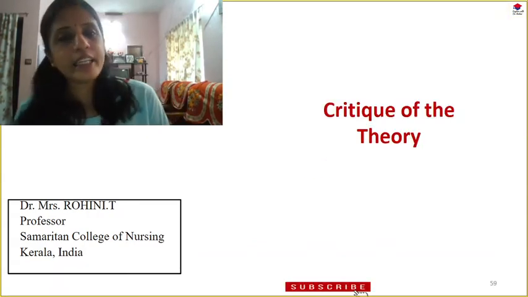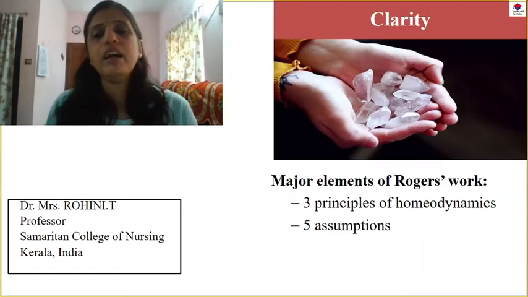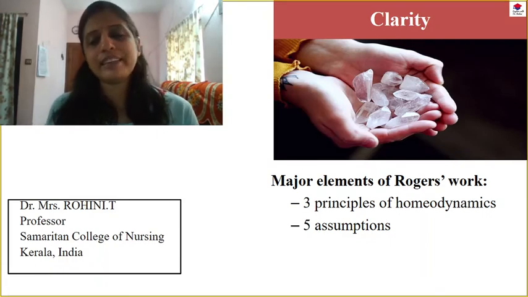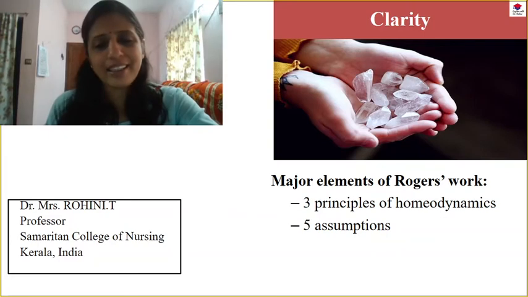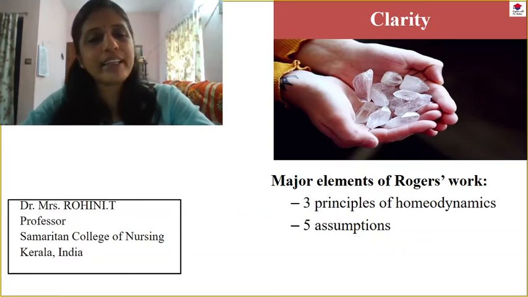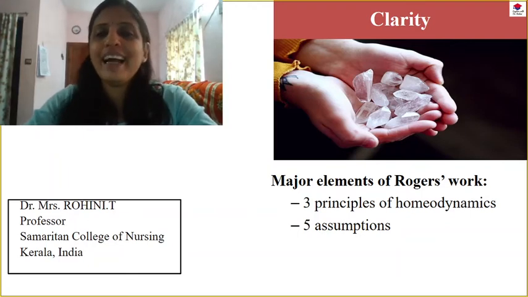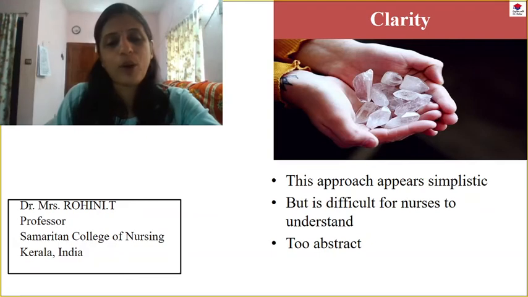Sorry. Critique of the theory. Now let's move on to the last part, the theory critique. First, the clarity of the theory. How do you feel about the theory as such? Did you love the theory? It's very clear in the sense that there are five concepts, five assumptions, three principles of homeodynamics, and then there are some propositions and the metaparadigm. So, how to talk about this theory?